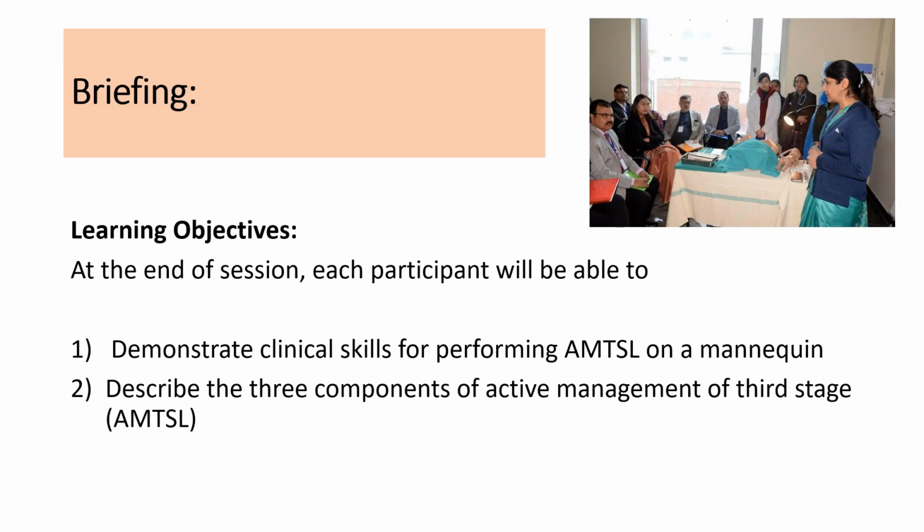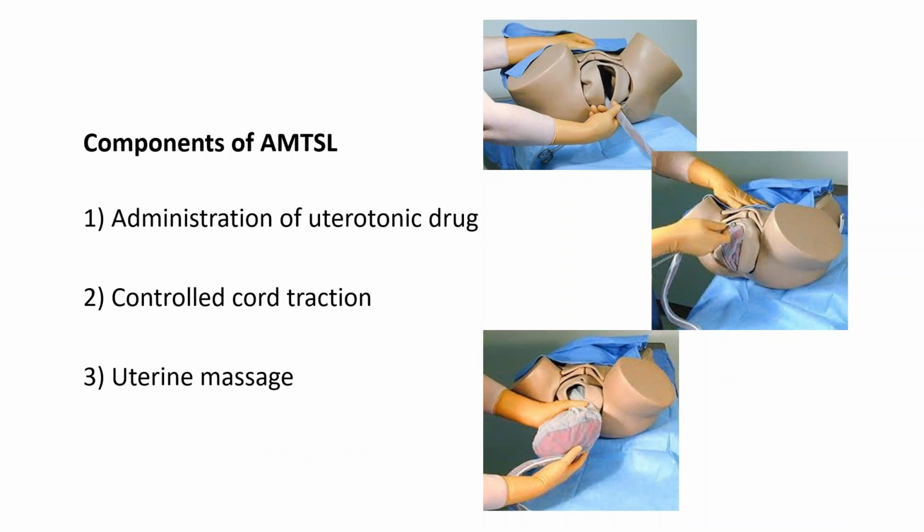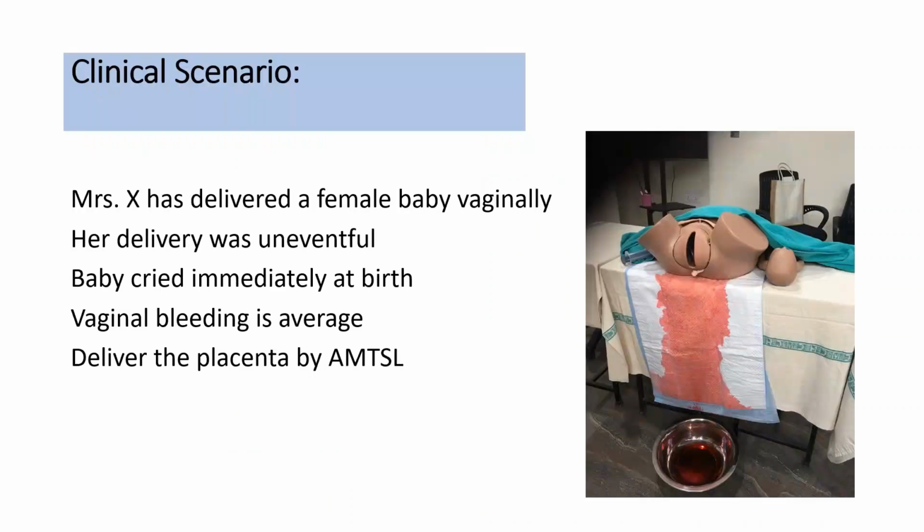So in the briefing, the learning objective was well defined to each participant. That was to demonstrate the clinical skills for performing active management of third stage of labor on a mannequin, and also to describe the three components of active management of third stage. So this was the briefing part given by the facilitator. The components of active management of third stage were defined and explained to them, and then was the scenario which was run by my postgraduate students.